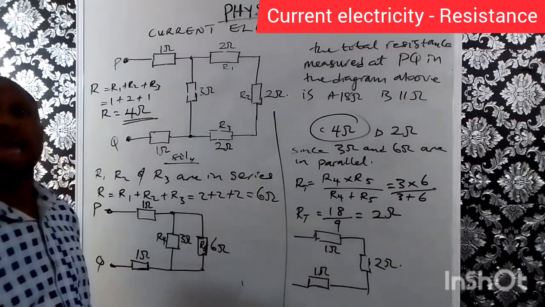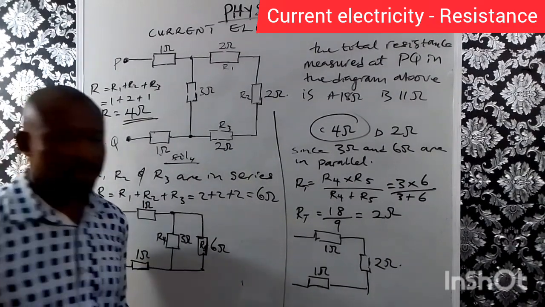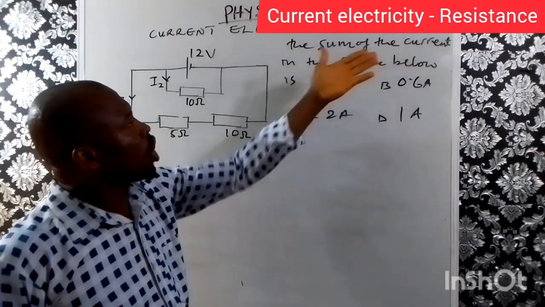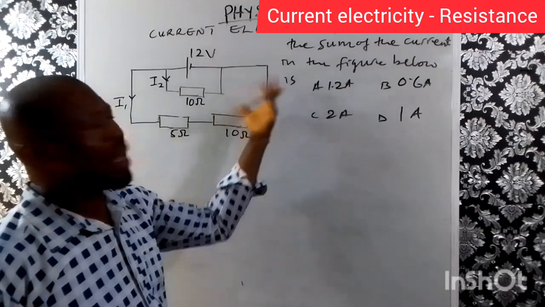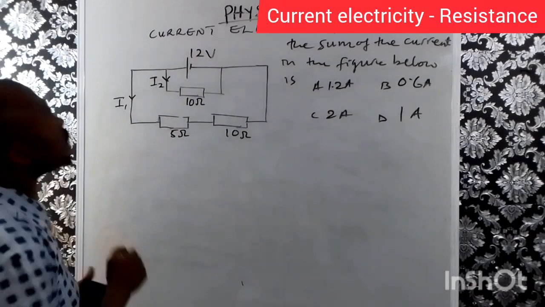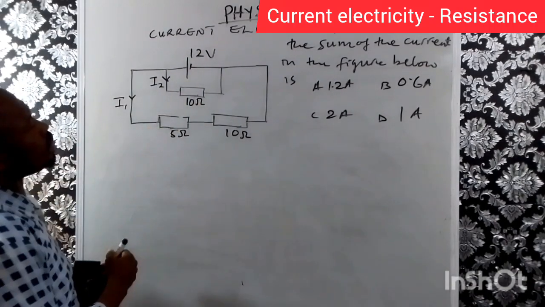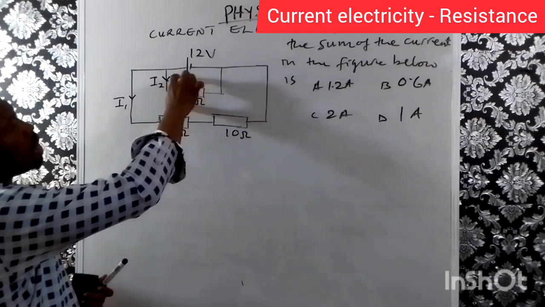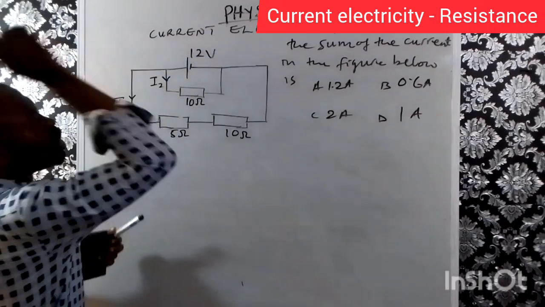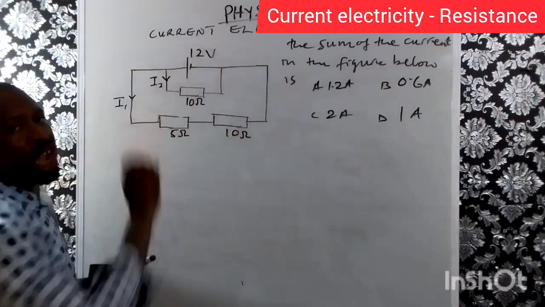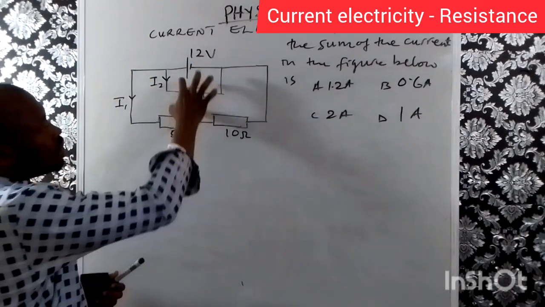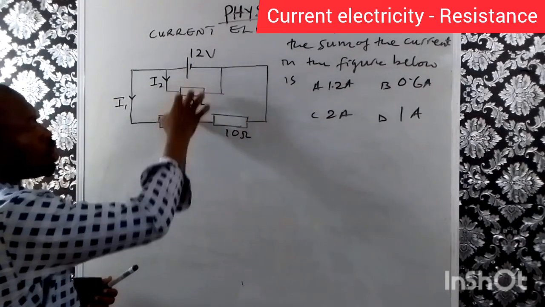And let us take one more question before we leave. The question says, the sum of the current in the figure below is this and that. Now, if you take a look at this figure, it is a combination of series and parallel. If you remove these 10 here, what you have remaining is series. If you leave it like this, you have both series and parallel.